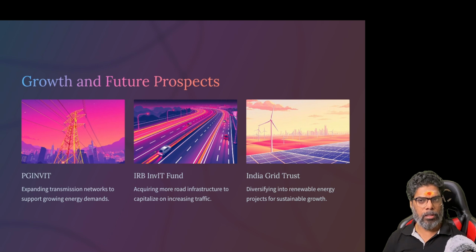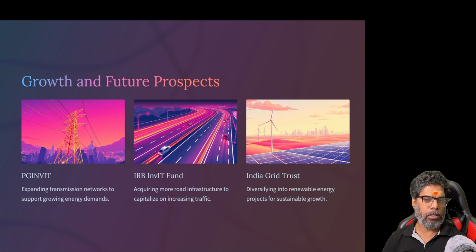If you see the future prospects of all these InvITs, PGINVIT is expanding the transmission lines. Without power, nothing can happen. So they are focusing on the transmission lines and the substations. Even if the renewable source of energy is there, that energy has to be transmitted to another place.